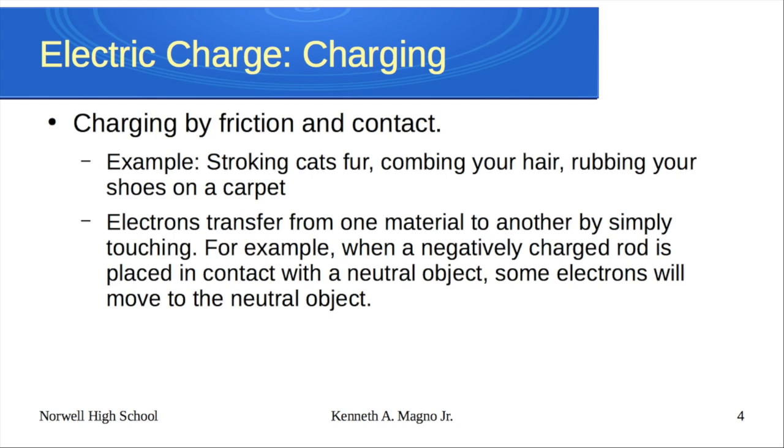So when you stroke a cat's fur, when you comb your hair, when you rub your shoes on a carpet or your socks on a carpet, you're actually stripping the electrons directly surface to surface. You're just ripping electrons from one surface, pulling them onto another surface. Okay, it's a transfer of electrons between the materials directly.